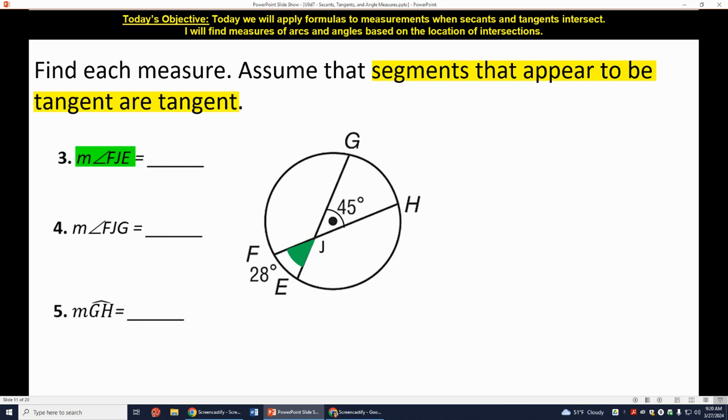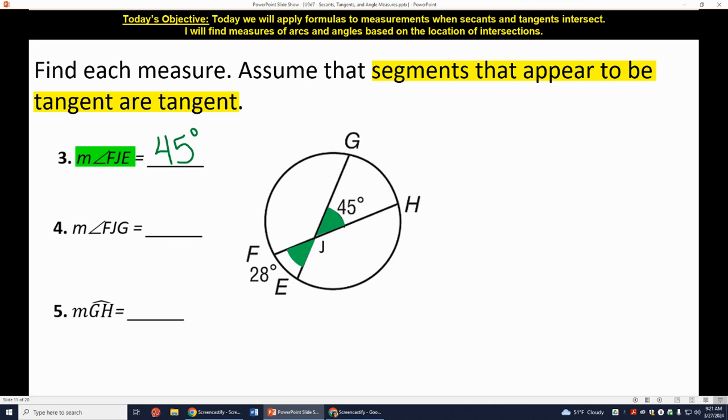Now this angle, I can go way back to unit 1 at the beginning of the year and notice that it is vertical with the angle across from it. So FJE will be 45 degrees. The 28 degrees we see in the picture near the angle is the arc from F to E.